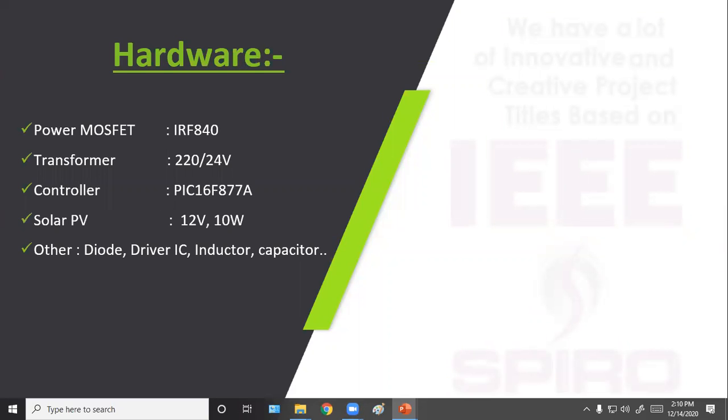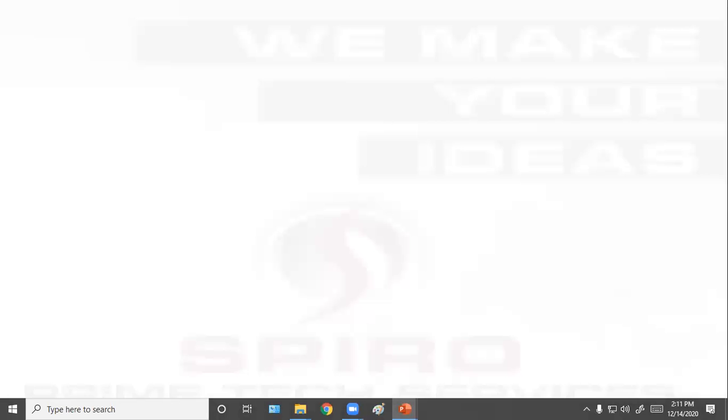The hardware used in the boost converter is a MOSFET switch. A single power MOSFET is used for our proposed converter, along with the transformer, the PIC microcontroller, a 12 volt 10 watt solar panel, and other passive devices for our proposed hardware. Thank you.